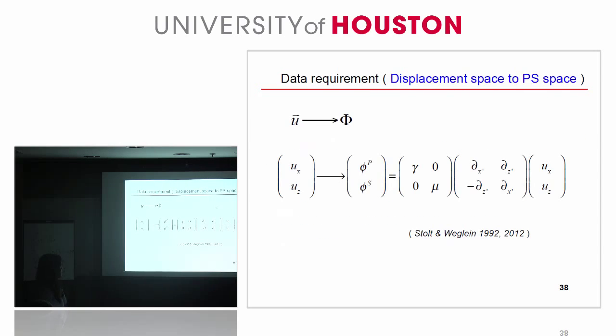And as I mentioned at the beginning, we do this algorithm in PS space. So here I'd like to show you how we transform the data from displacement space to PS space. In order to obtain the data in P and S, we need to apply the divergence and the curl on the displacement. To do this, for both ux and uz, we need their derivatives along the x direction and the z direction.